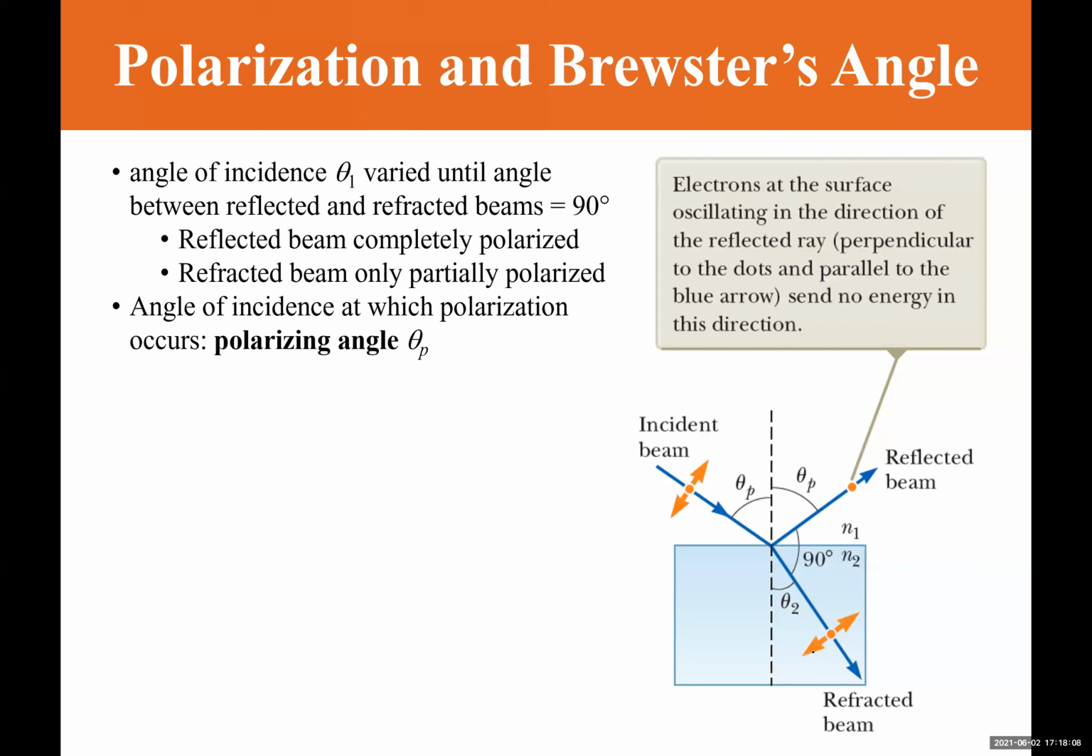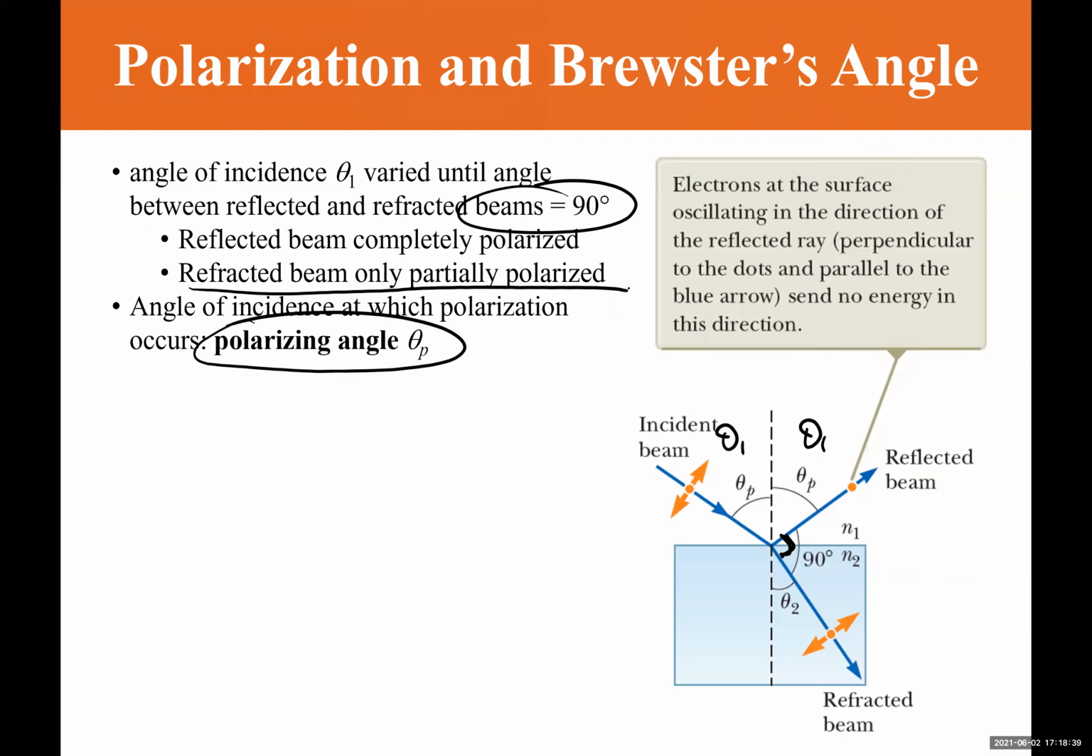Now what we have here is a special angle. We call it the polarizing angle. That means the angle of incidence varies until the angle between the reflected and refracted beam is 90 degrees. If we change theta 1, theta 2 changes. And because theta 1 here and there are exactly the same, the reflected and refracted beams can at some point be perpendicular to one another. In that case, the reflected beam is completely polarized and the refracted beam is partially polarized.